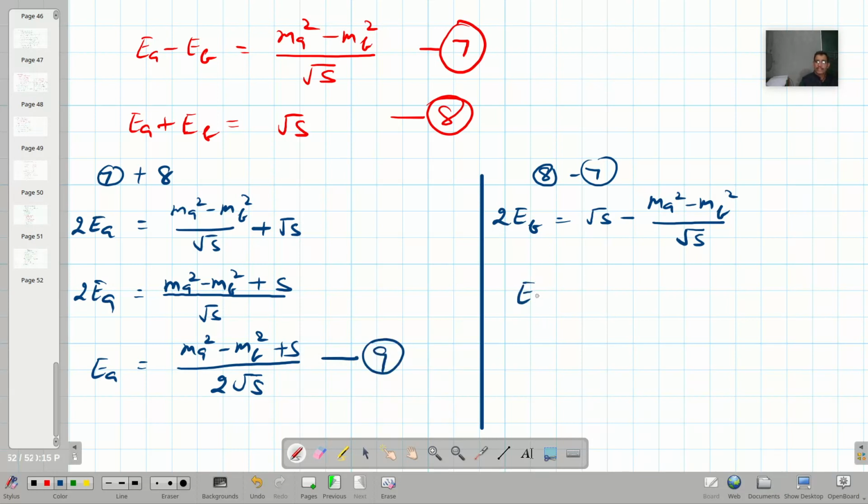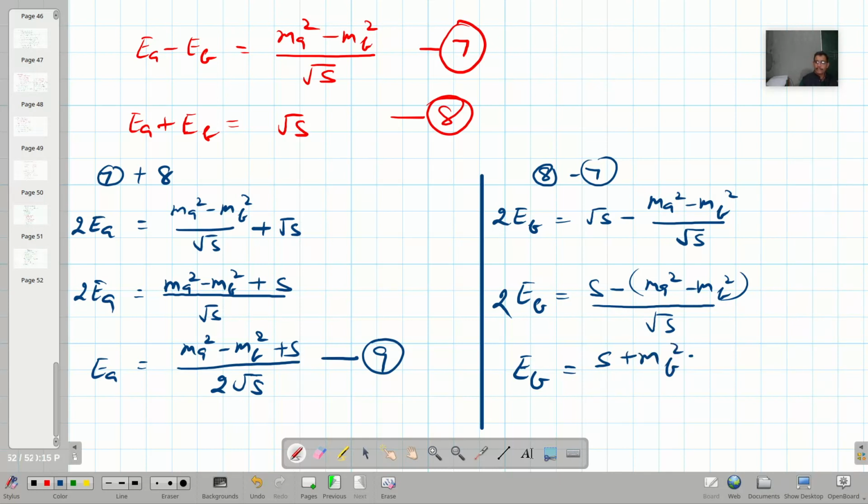And from here I can write down EB is equal to S minus MA square minus MB square over root S. So EB is equal to S, let us bring it here, so it is MB square minus MA square divided by root S. 2 will be there, right? This is equation number 10.